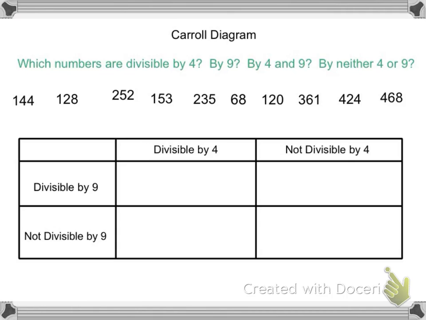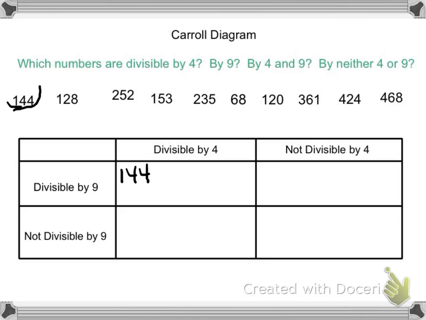So if we start with the first number, 144, 44, the last two digits, are divisible by 4, and if we add them up, 4 plus 4 plus 1 is 9, and that's divisible by 9, so 144 must be divisible by both 4 and 9. So we put it in the box that corresponds with 4 and 9.